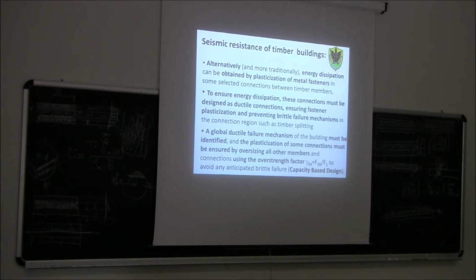And since timber has a big scatter of material property, this value of the overstrength factor will become important. You remember how much was the overstrength factor for reinforced concrete? 1.25, yes. So you took your resistive bending moment, multiplied by 1.25.